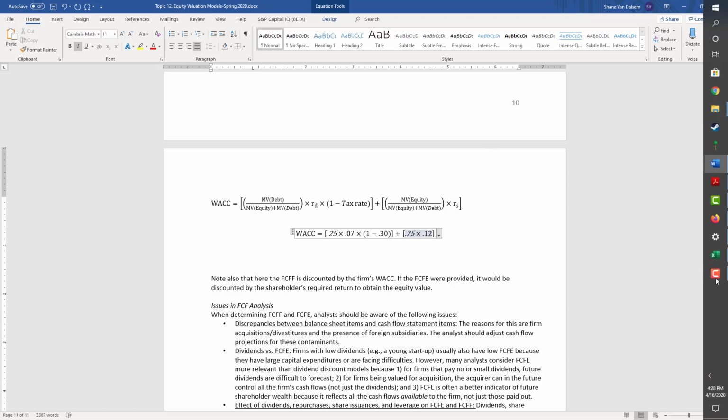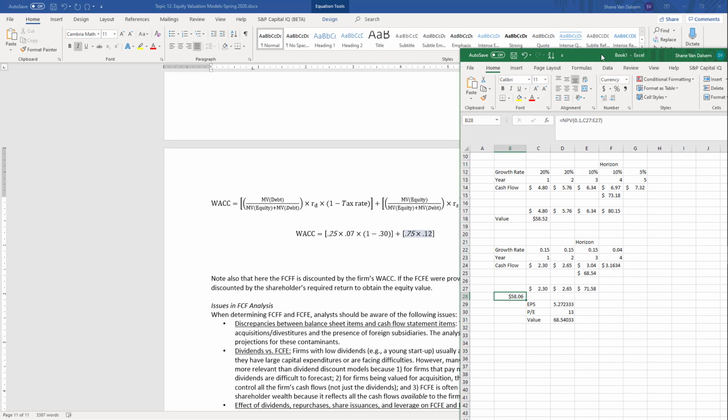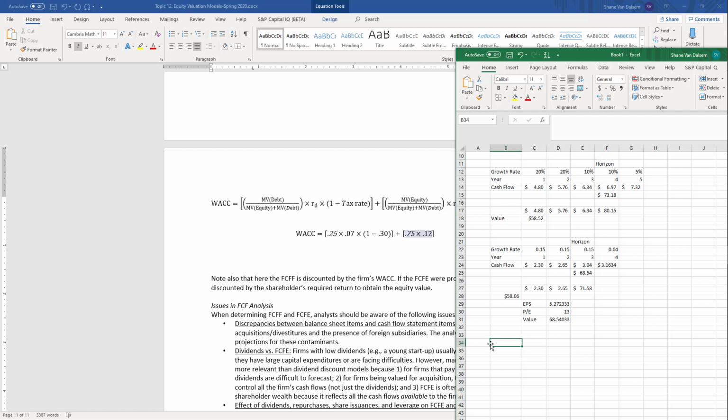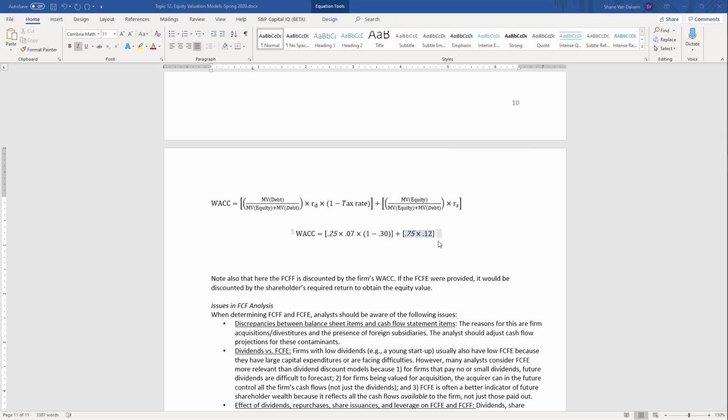So if I plug this in, I'm going to use Excel again. I have equals 0.25 times 0.07 times 0.7. The 0.7 is 1 minus 0.3, plus 0.75 times 0.12 gives me an answer of 0.10225, or 10.23%. Let me know if you have any questions about that. I just kind of worked through it quickly.